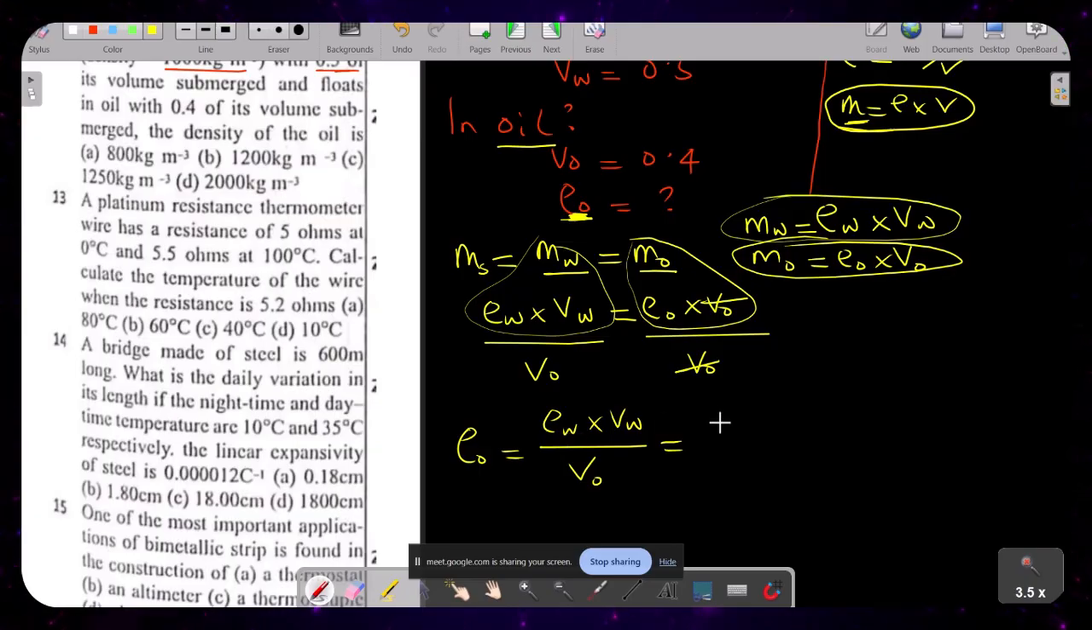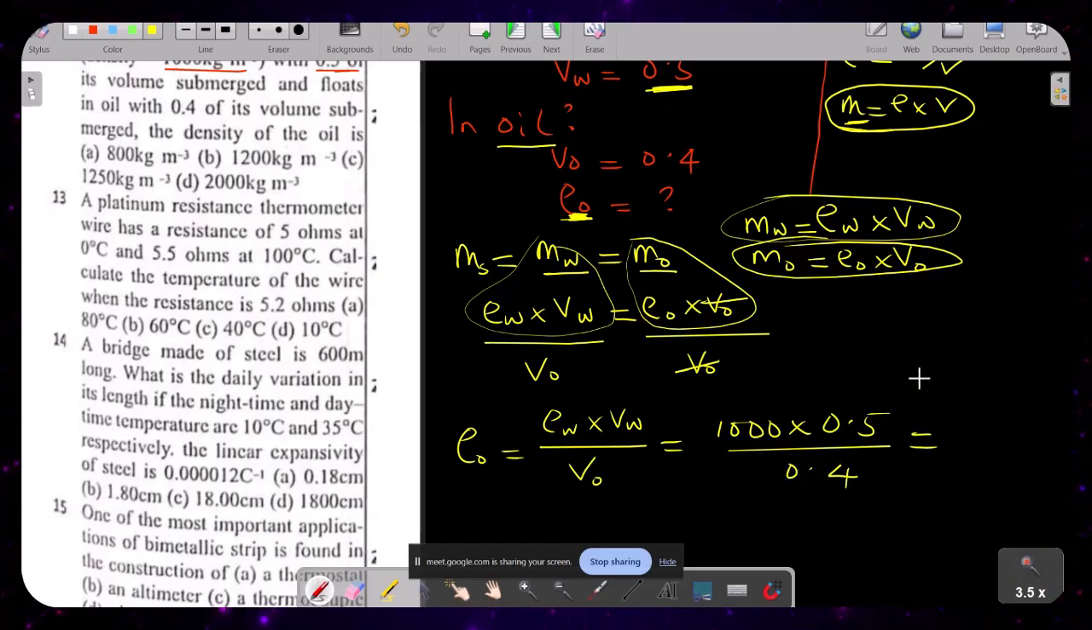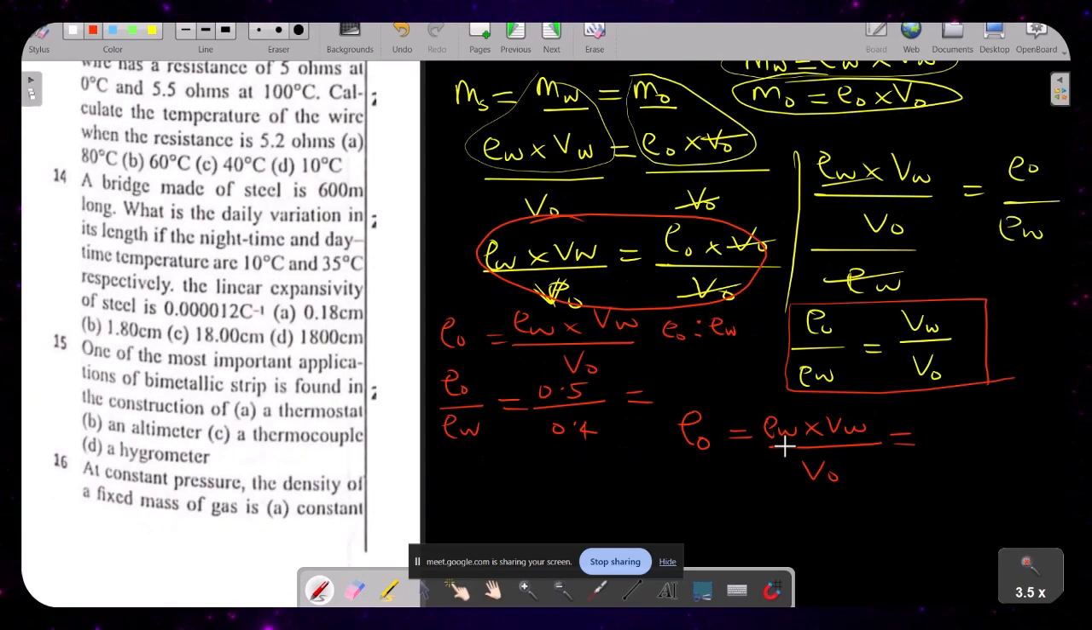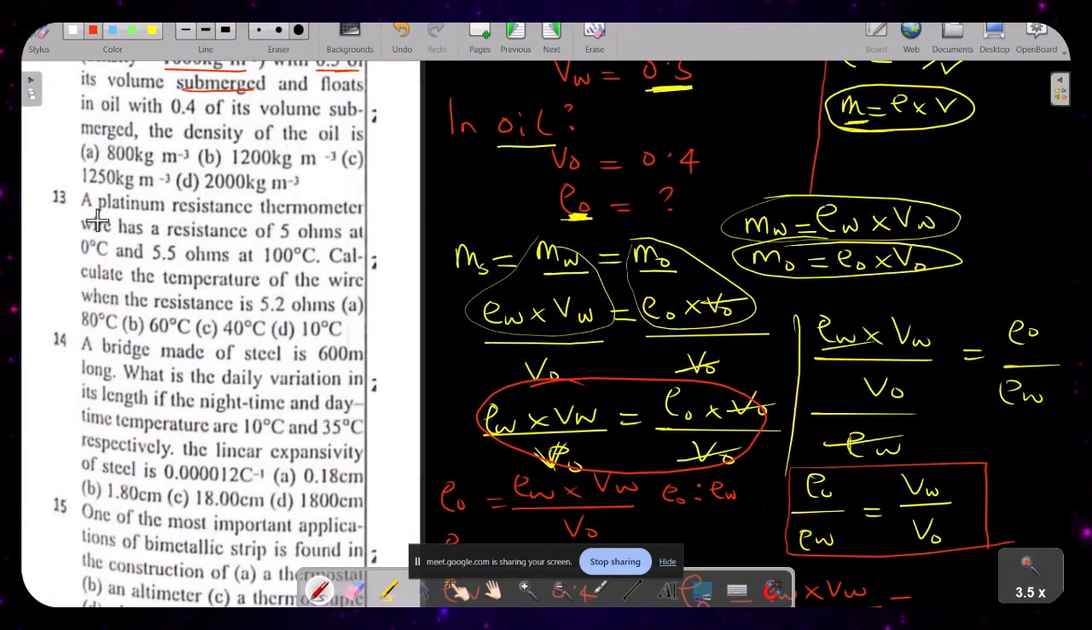The density of water is going to be what? 1000 times the volume of water, remember, is 0.5 all over 0.4. So when you do your calculation and you multiply, what else am I going to have as my answer now? Okay, so I'll automatically have density of oil is going to be 1000 times 0.5 divided by 0.4. So this is going to give me what now? 1250. So which is option what? Option C is the correct option.